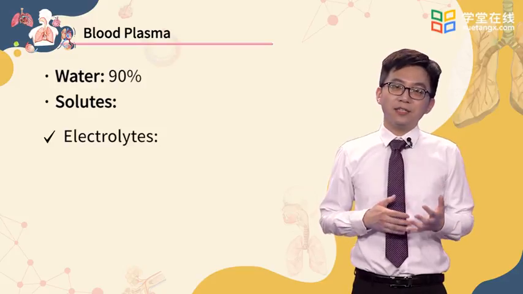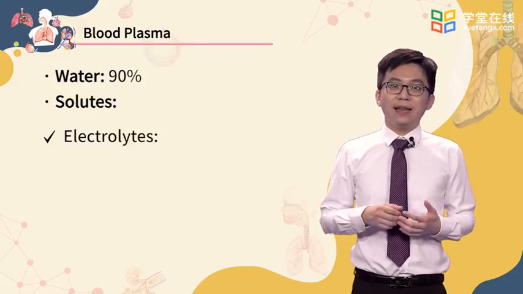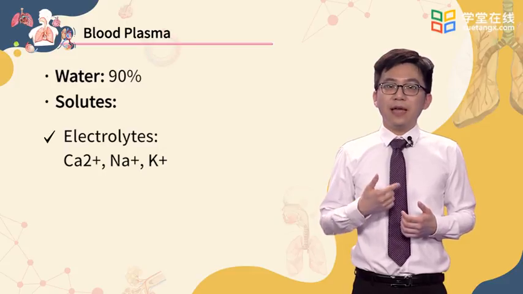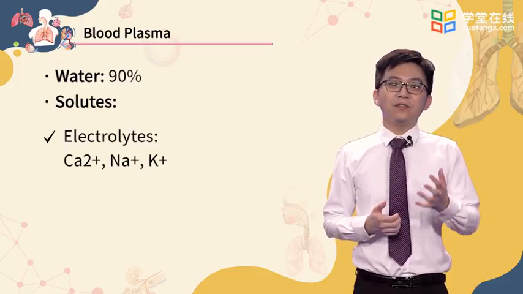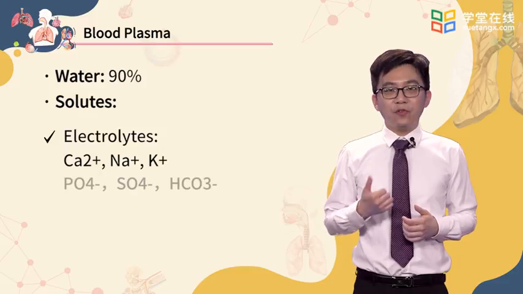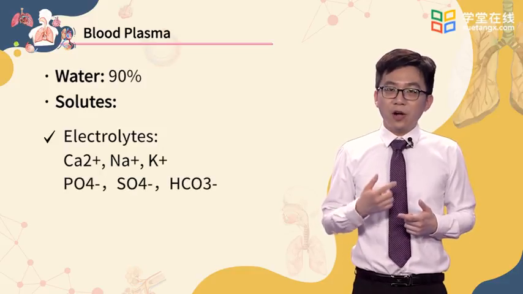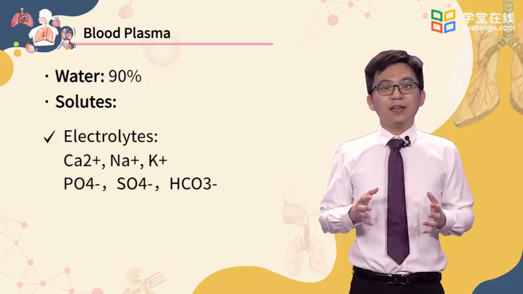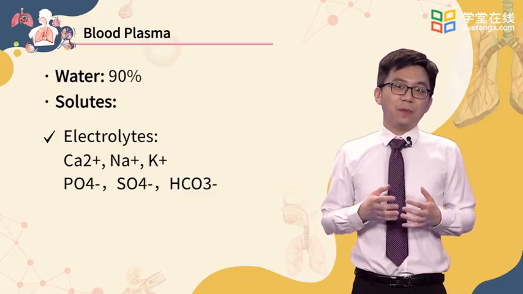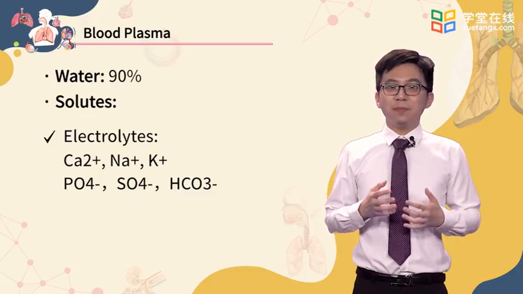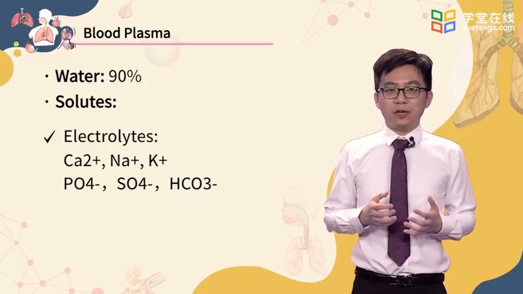These are positively charged cations like calcium, sodium, and potassium, and negatively charged anions like phosphate, sulfate, and bicarbonate. Together, these ions help to balance your blood chemistry, maintaining its pH level and osmotic pressure. But when measured by weight, the bulk of solutes in your blood are really the plasma proteins.